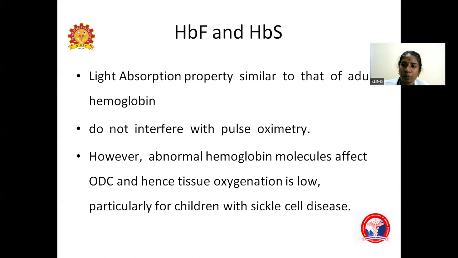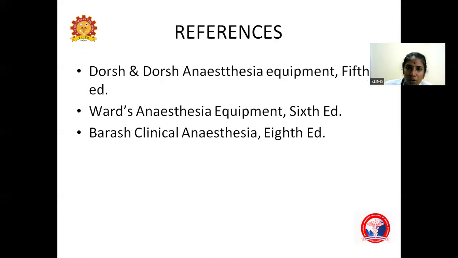If you are applying the probe, you can't detect whether this is fetal hemoglobin or sickle cell hemoglobin. Hence, the tissue oxygenation is low, particularly in children and in sickle cell anemia. Only the ODC curve is affected, not the pulse oximeter.